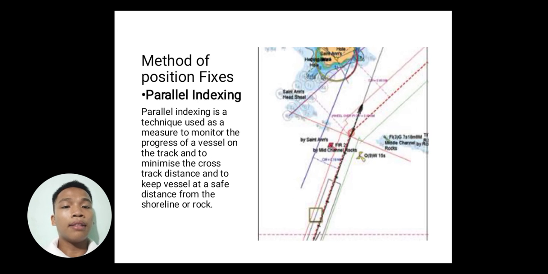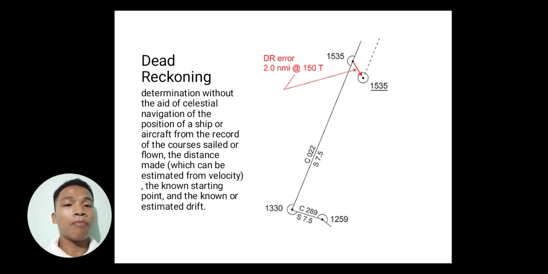Next is parallel indexing. Parallel indexing is a technique used as a measure to monitor the progress of a vessel on the track and to minimize the across track distance and to keep the vessel at a safe distance from the shoreline or rock. DR or dead reckoning. Determination, without the aid of celestial navigation, of the position of a ship or aircraft from the record of the courses sailed or flown. The distance made, which can be estimated from velocity, the known starting point, and the known or estimated drift.